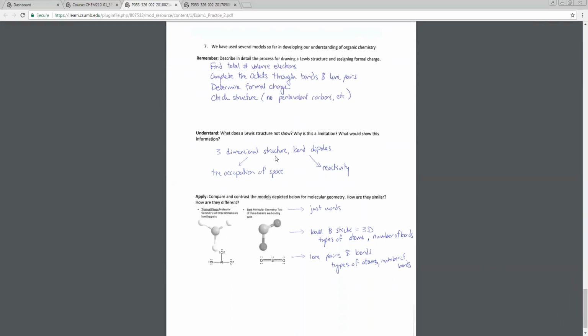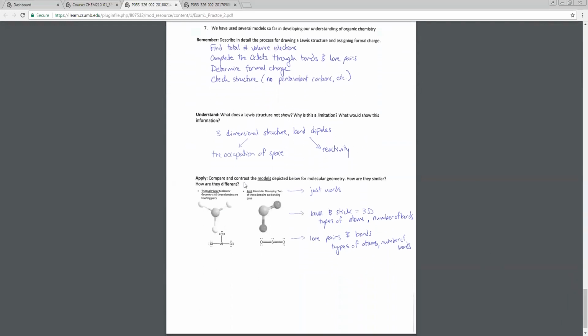Your three-dimensional structure tells you the occupation of space. The bond dipoles tell you something about reactivity. And then compare and contrast the models. How are they similar? How are they different? Just words versus ball and stick, which is 3D. They're the same type of atom and number of bonds. Although your Lewis structures have lone pairs and bonds, they also tell you about the types of atoms and the number of bonds.